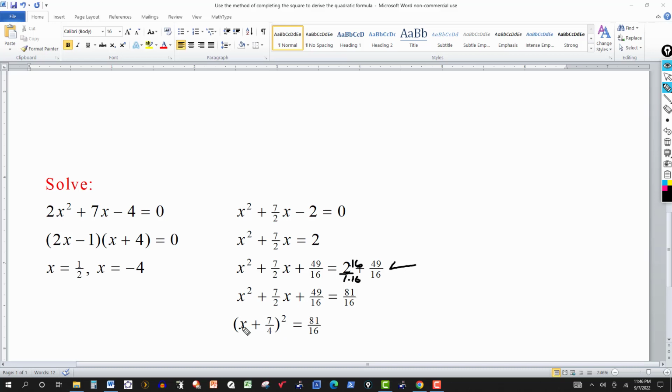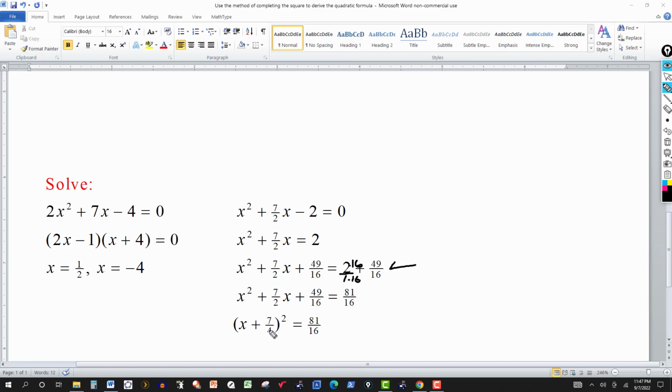Notice, check it out. When you square a binomial, you square the first term, so x squared is x squared right there. 7 over 4 squared is 49 over 16. And then to get the middle term, it's double this product. So 7 over 4 times 2. 2 goes into 4, 2. I get 7/2. So it checks.